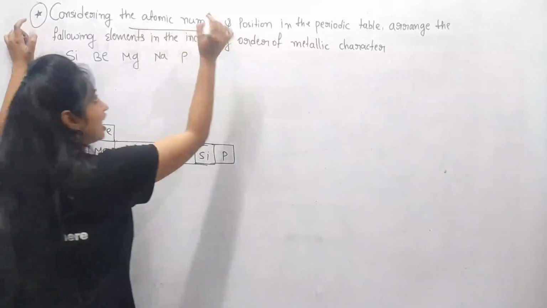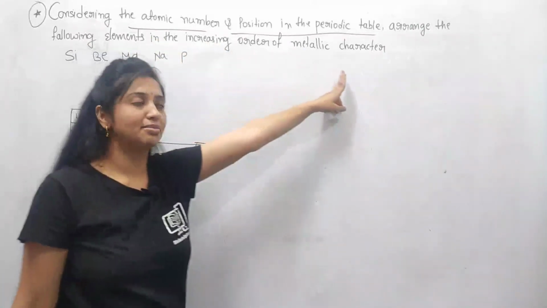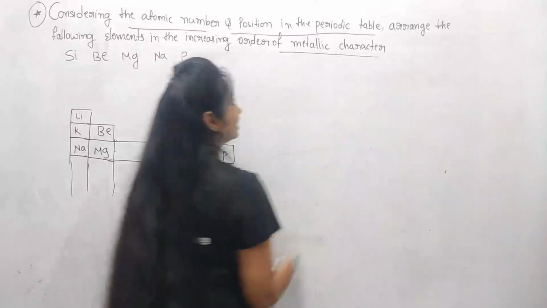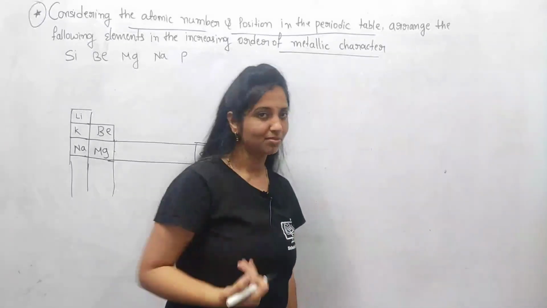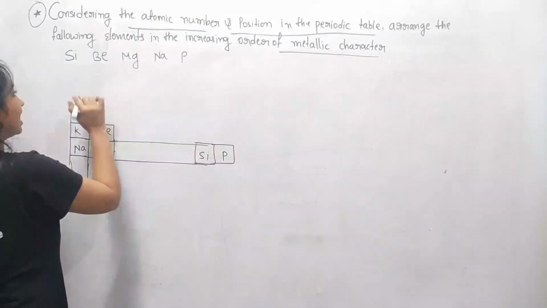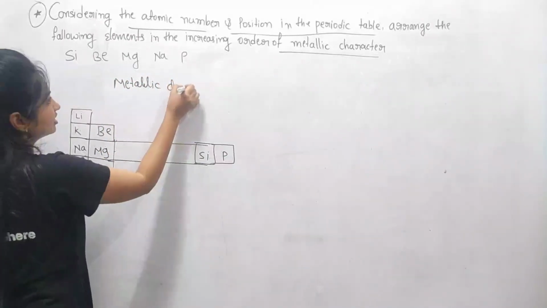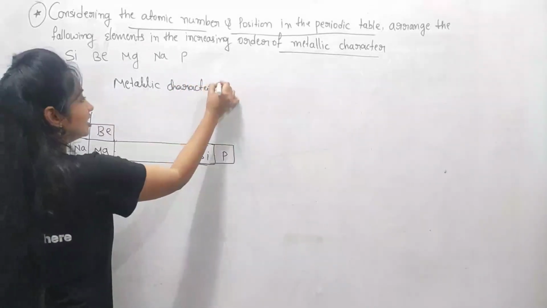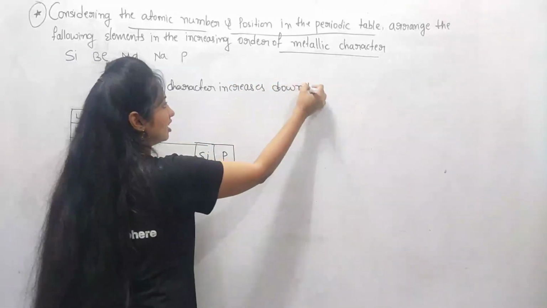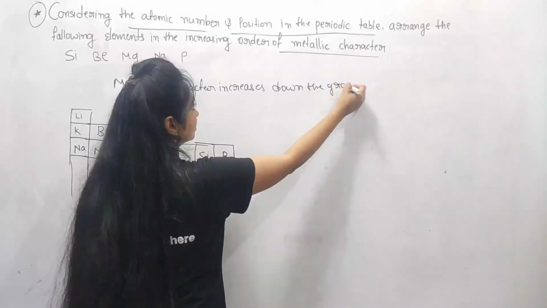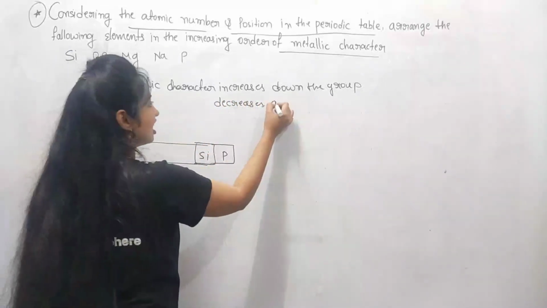Considering the atomic number and the position in the periodic table, arrange the following elements in the increasing order of their metallic character. You already know how the metallic character varies along the period and with the group. Just remember that the metallic character increases down the group and decreases along the period.